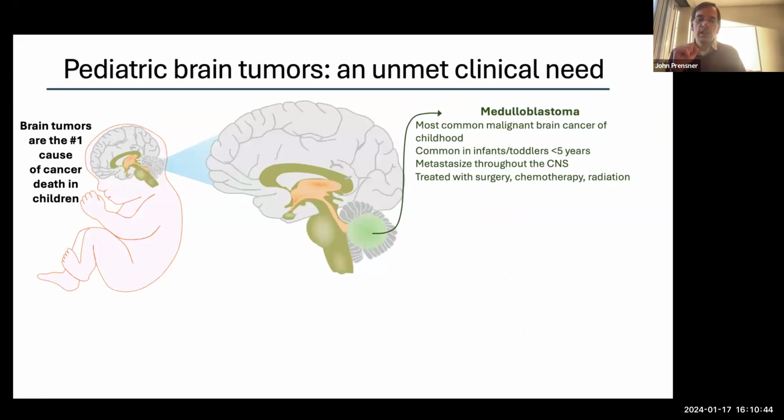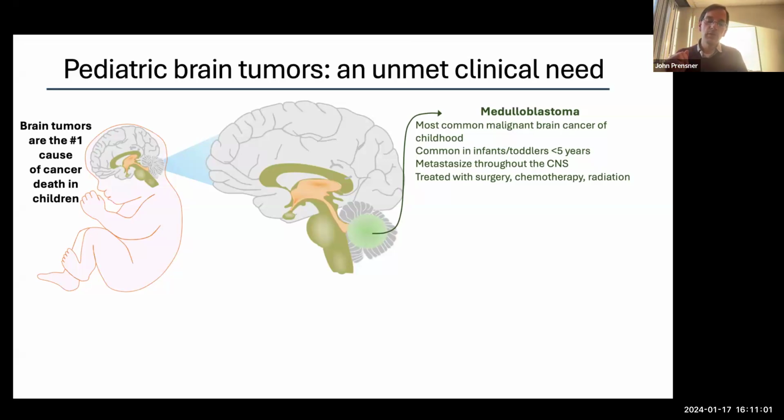Even so, it's still relatively rare. Only about 500 patients in the United States a year, or children per year, are diagnosed with this. It's most common in infants and toddlers, which makes it all the more devastating because often we're treating very young infants with this disease.